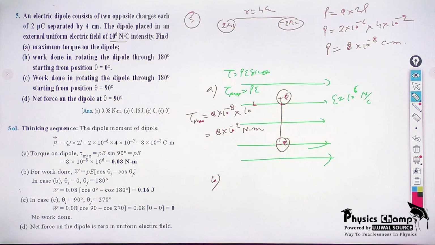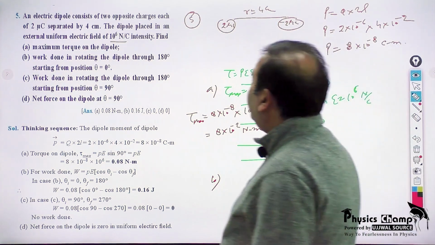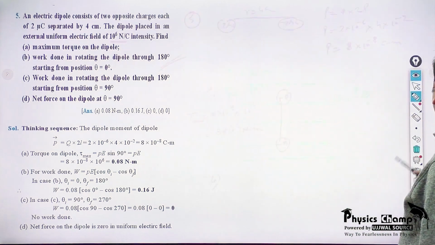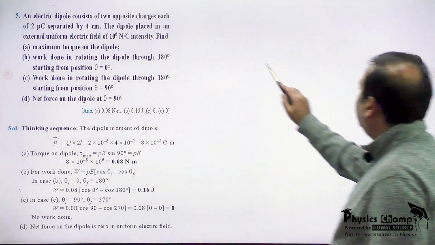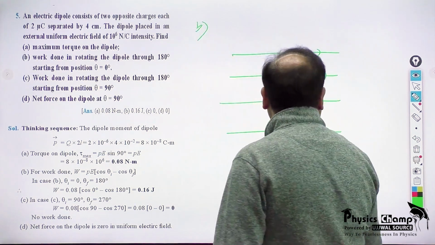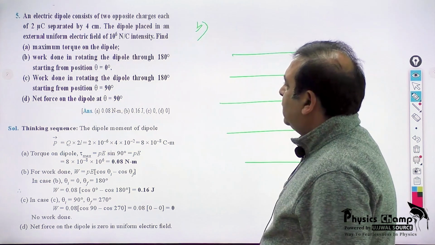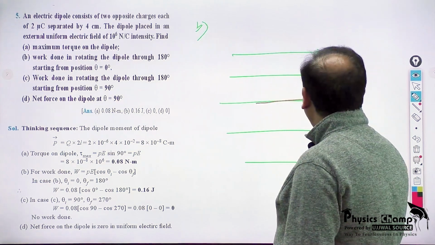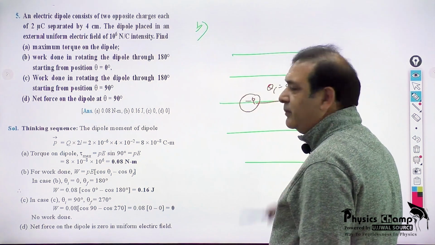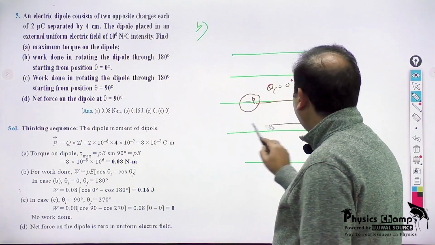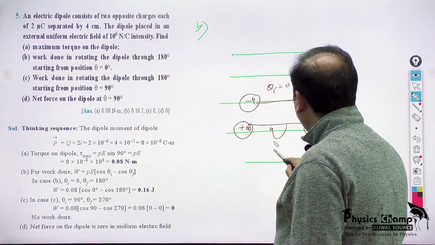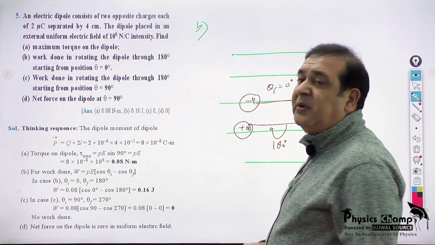First part. Second part: work done in rotating the dipole through 180 degree starting from theta equal to 0. So in the second situation, case B, we are told it was initially theta equal to 0. So theta initial is 0 degree. But we have turned it by 180 degree. How much work is required?